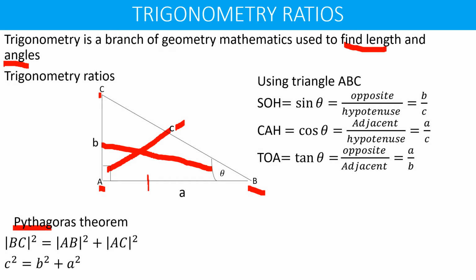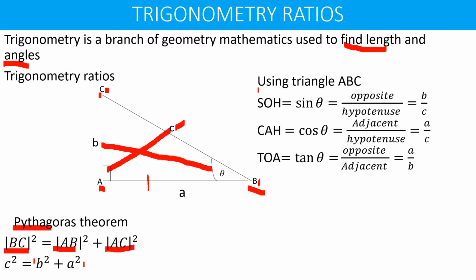So Pythagoras theorem states that the hypotenuse square, which is BC square, is equal to the sum of the squares of the other sides, adjacent square AB square plus the opposite square AC square. So if you use the letters on the triangle, it is C square is equal to B square plus A square. Good. That is Pythagoras theorem.